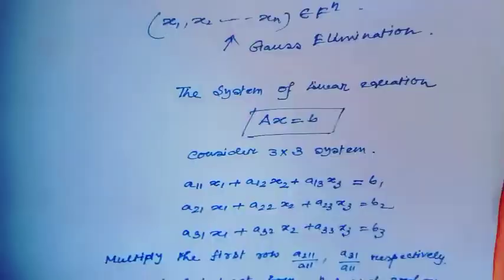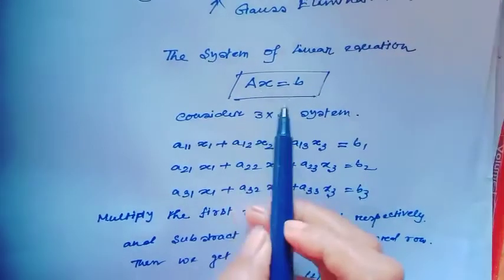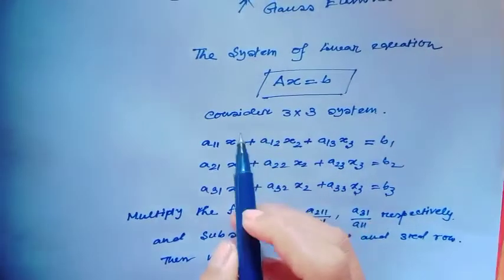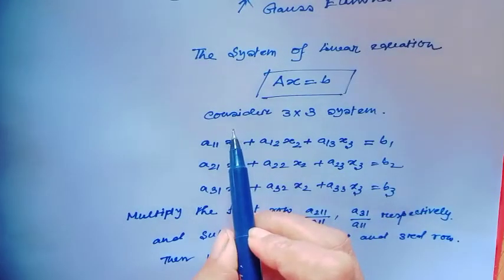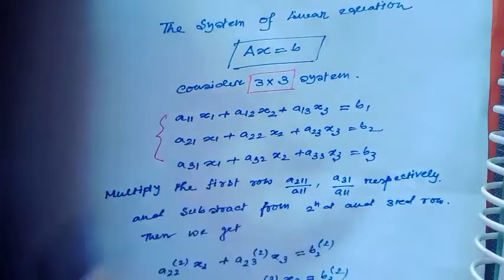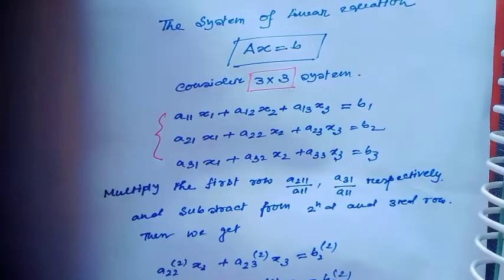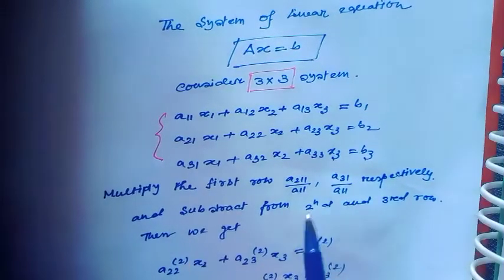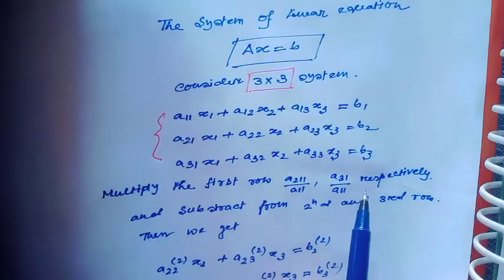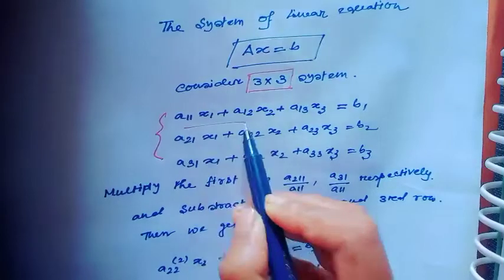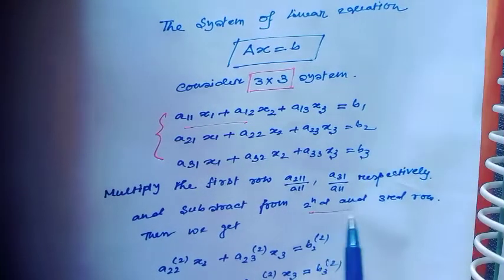At first, just recall. Consider the system of linear equations Ax equal to b. Here I have considered y1, y2, yn as b. For short calculation and to understand it in a better way, I have considered a 3 cross 3 system. Consider this system of linear equations. Then multiply the first row by a21 over a11 and a31 over a11 respectively, and subtract from the second and third rows.